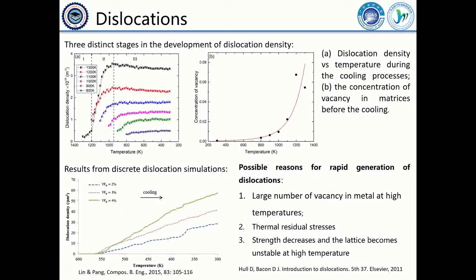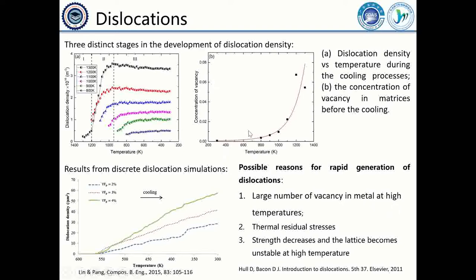We can see three distinct stages in the development of dislocation density. First, at the beginning, it is difficult to nucleate, and then the dislocations were rapidly generated, and then they were slowly developing, resulting in a nonlinear relationship between dislocation density and temperature.